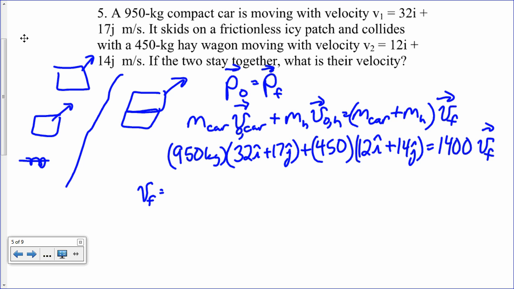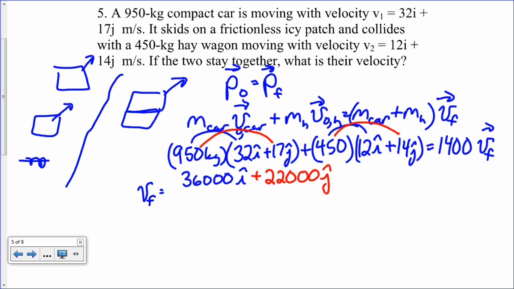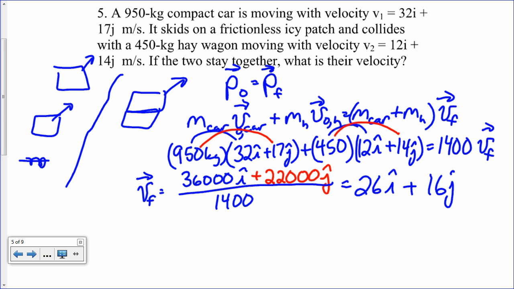times the final velocity. And then I solve this for the final velocity. This is going to work out. I'm going to multiply this times this number and this times this number and add those two numbers together, and it works out to be 36,000 in the I direction. So I add up my I terms, and then I multiply this number times this number and this number times this number, and I add those together, and that gives me 22,000. That's in the J direction. And then I divide by the 1400, which is the total mass, and that'll give me my final velocity in vector notation, which is 26I plus 16J. And that's my final answer. I didn't specify, but that's it in vector notation. It's in meters per second.